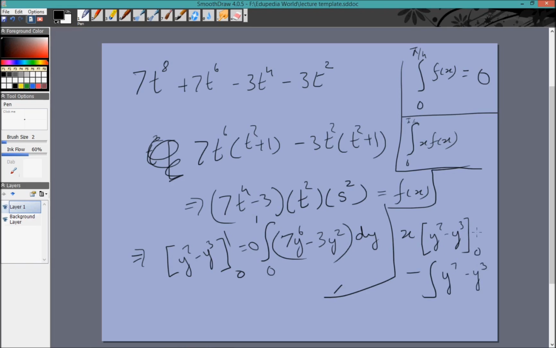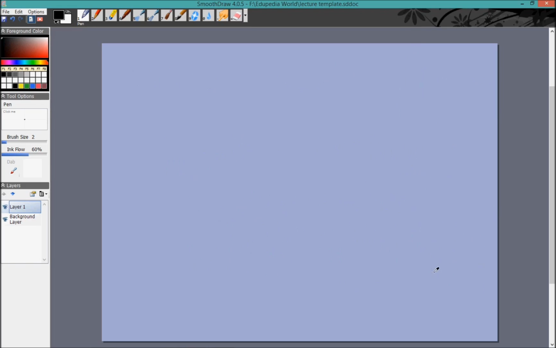So this from 0 to pi by 4, x going from 0 to pi by 4 is 0, right? We know that. This term, if we simplify it further, comes out to be minus integral of 0 to pi by 4, y to the power 7 minus y cube we had. So tan to the power 7x minus tan cube x dx. This is what is left, right? So now we need to simplify this.